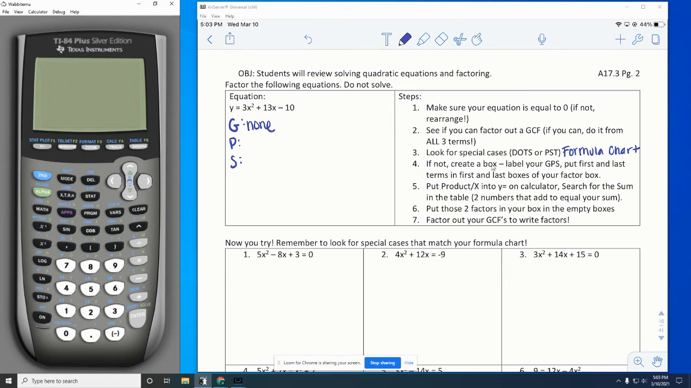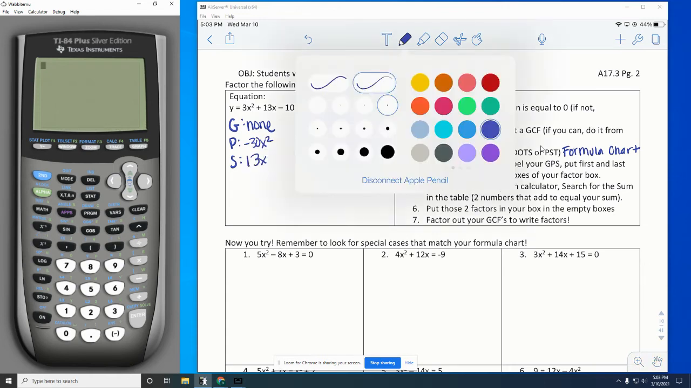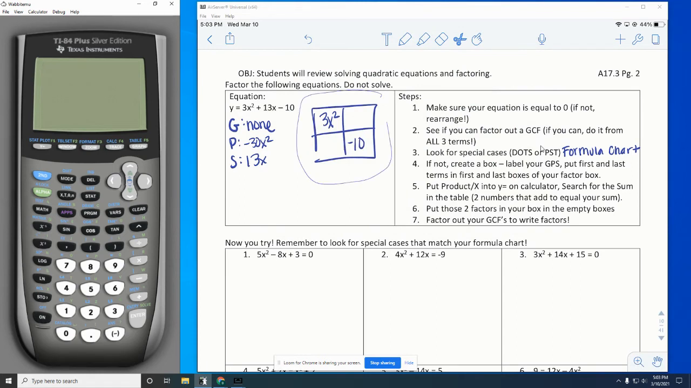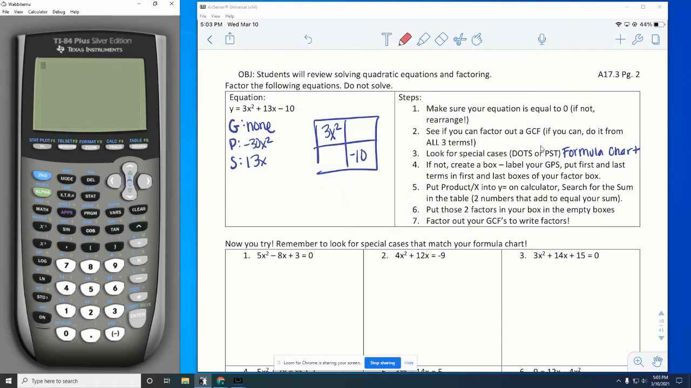If we don't have those special cases, which we don't, create a box, label your GCFs, put your first and last terms in the first and last boxes of your factor box. So my box, first term and last term. These 2 multiply for my product. My sum is found in the center. Remember, your sum does not go in your box. Your sum is put into what you'll find from your calculator. So step 5, put your product divided by x into y equals on your calculator. So I go to y equals, put my product divided by x.